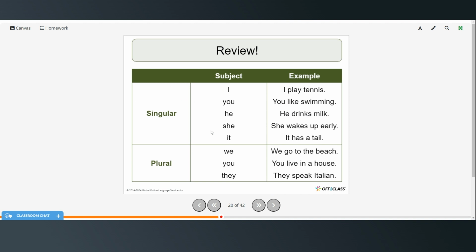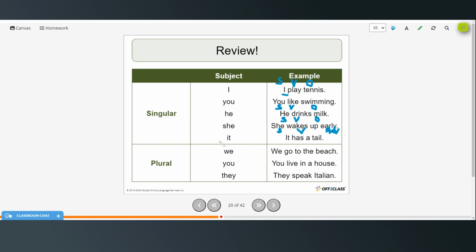All right, so this is just a review. So the singular subject pronouns are I, as in I play tennis. So here, I is the subject, and play is the verb, and tennis is the object. You like swimming, again, subject, verb, object. He drinks milk, subject, verb, object. She wakes up early. She is the subject. Wakes up is the verb. Here, early is an adverb because it describes when she wakes up.